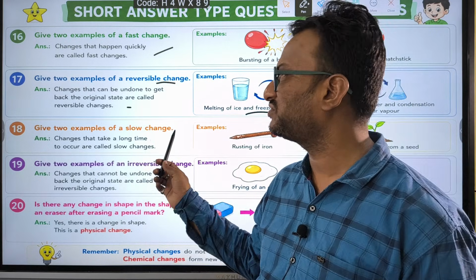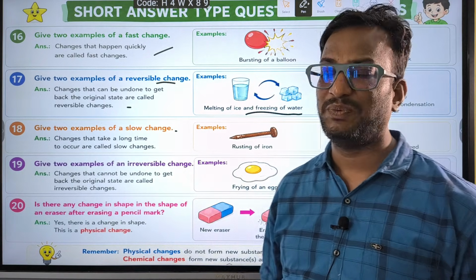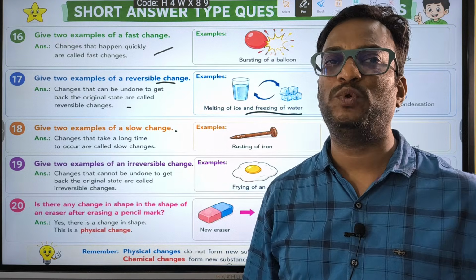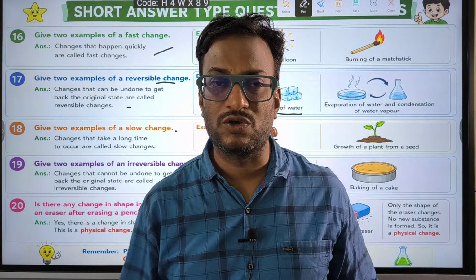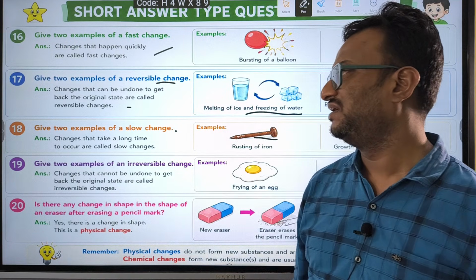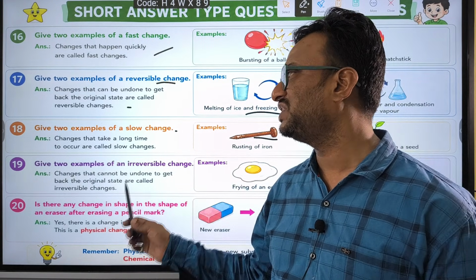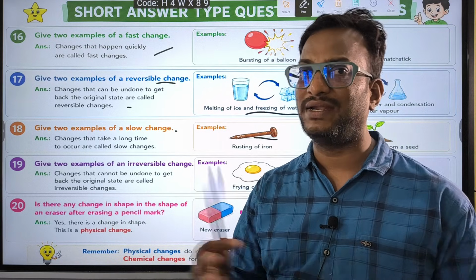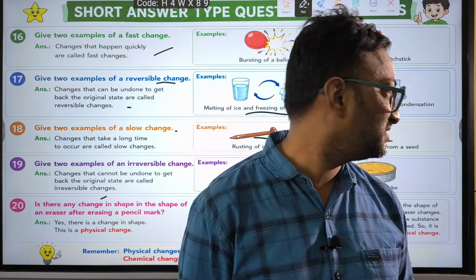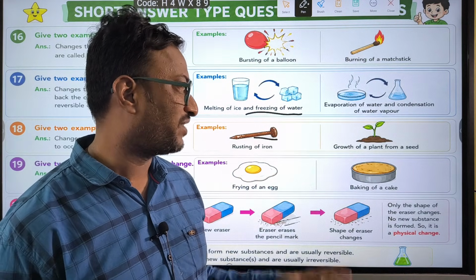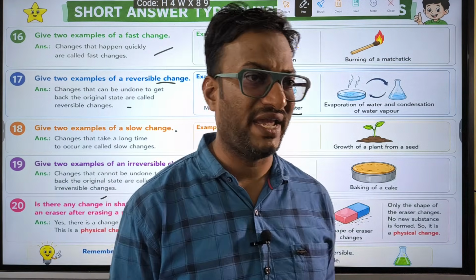Give two examples of slow changes. Changes that take a long time to occur are called slow changes. Example, rusting of iron and growth of a plant from the seed. Give two examples of irreversible changes, changes that cannot be undone, they cannot get back. We call them irreversible changes. Boiling of an egg, frying or boiling, baking of a cake.